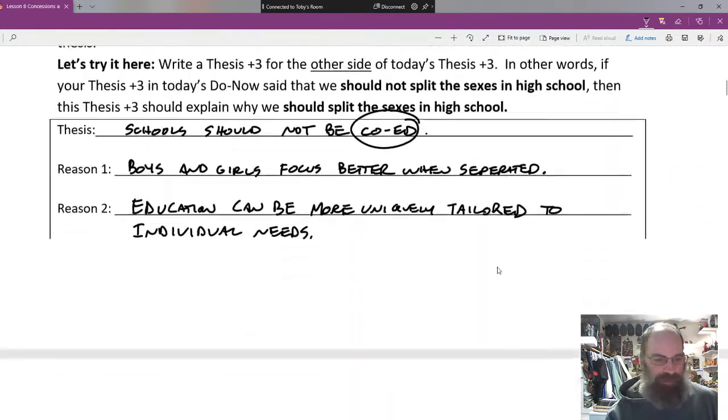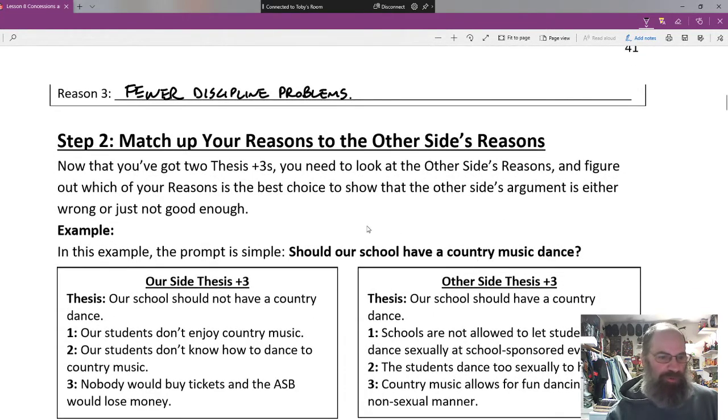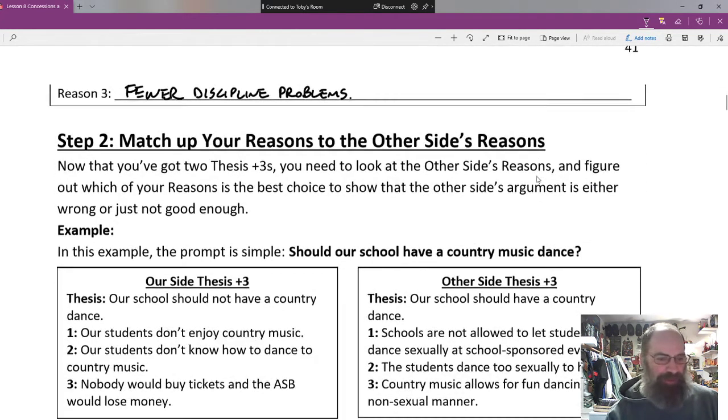So anyway, moving on. So I'm really trying to keep this brief, but it probably won't be. So the next thing we do is you match up your reasons to the other side's reasons. By the way, this particular packet, if anybody's interested, I can email it to you.